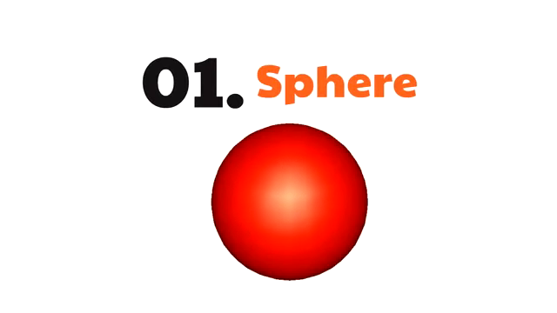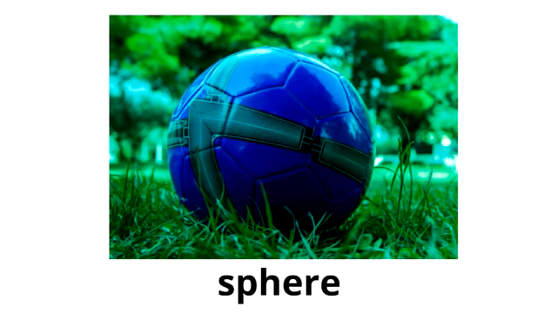So the first 3D shape we're going to learn is the sphere, the one that we just mentioned. The sphere is the 3D version of the circle. It's perfectly round. There are spheres all around us. One of the spheres we see all the time are balls, like this soccer ball. A soccer ball is a sphere. It's perfectly round. It's a 3D circle. It's a sphere.